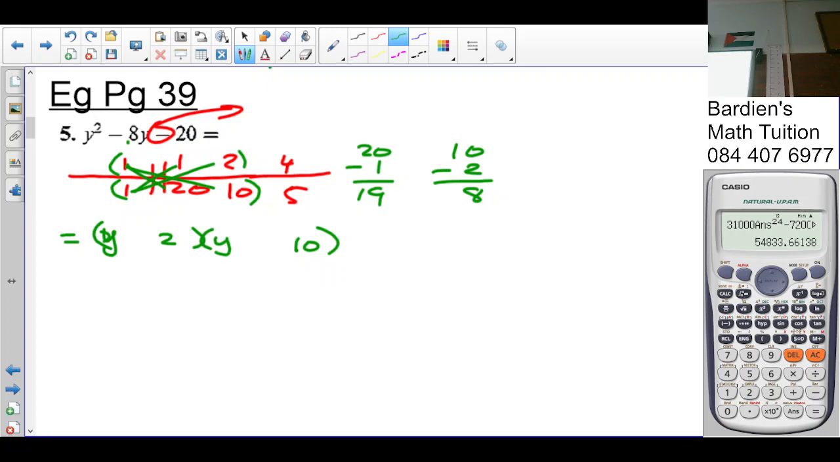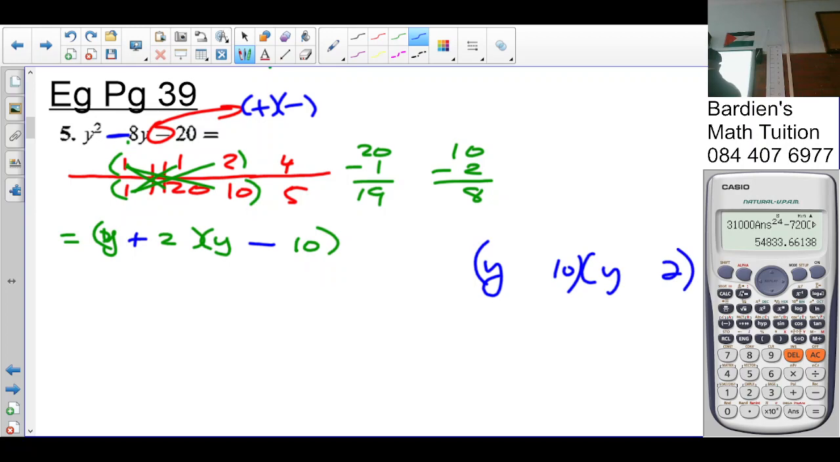Not 2, it's a 1 and a 10. There's a 10. What about the signs? 1 plus 1? Minus. The bigger one is going to be the sign of the middle term. The sign of the middle term is minus, so the 10 becomes minus. Now for those of you who wrote it the other way around, y and 10, y and 2, the sign belongs to the bracket. So the negative should be there for it to be right.